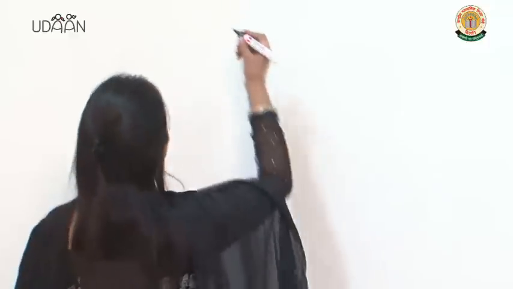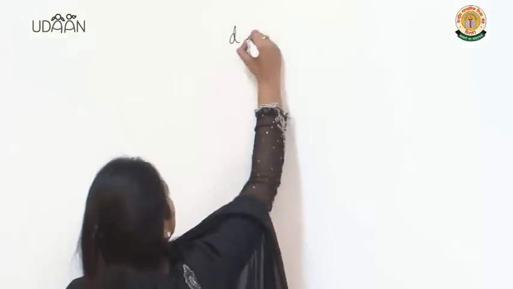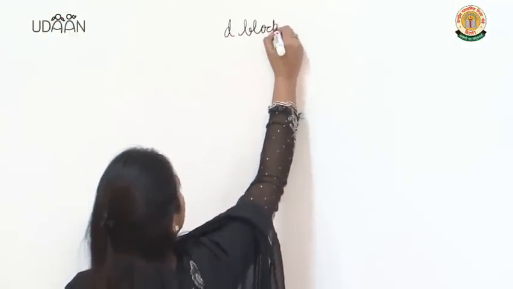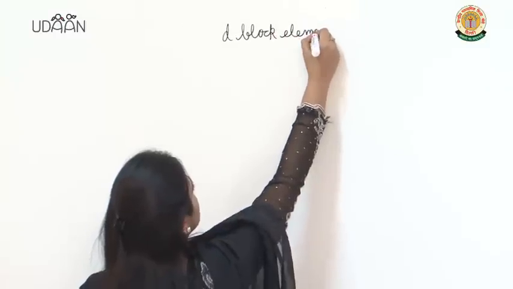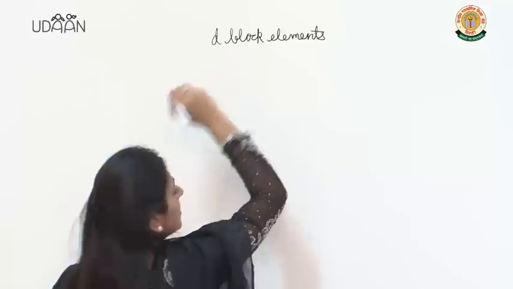Today we will start with D block elements. Now what do we understand by D block elements? The elements in which the last electron enters into the penultimate shell, d orbital of penultimate shell, they are known as D block elements. Now what is the position of these D block elements in the periodic table?